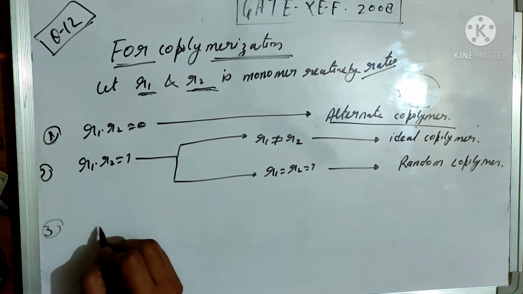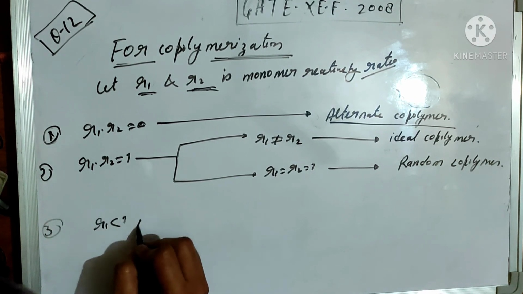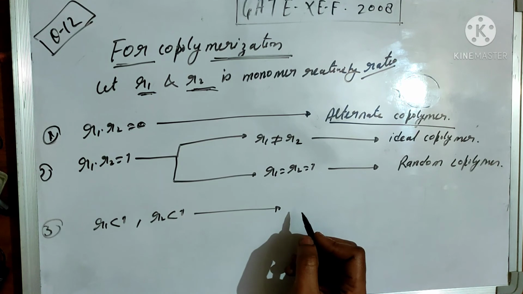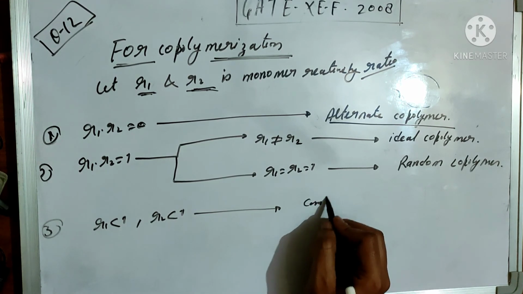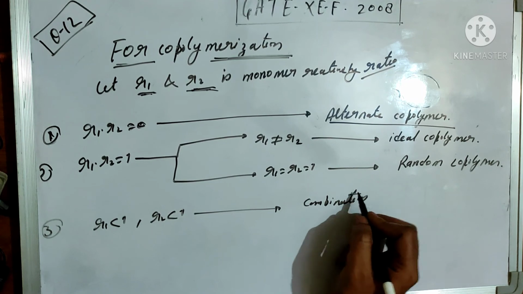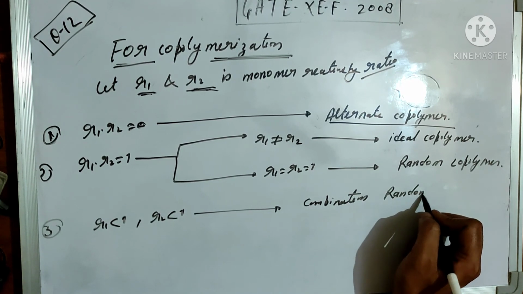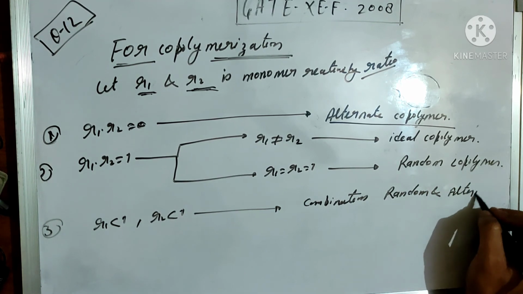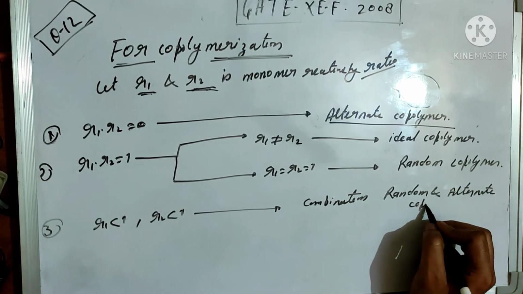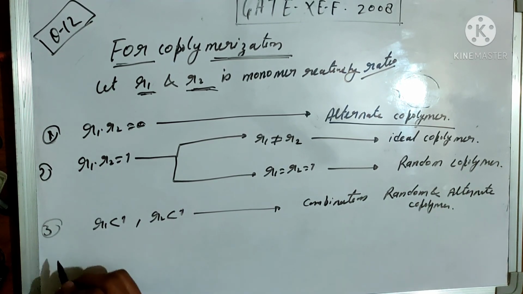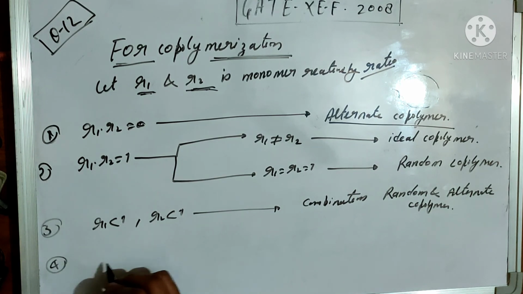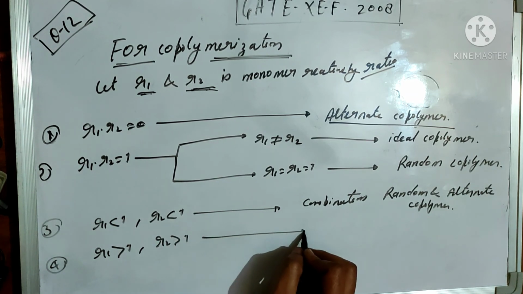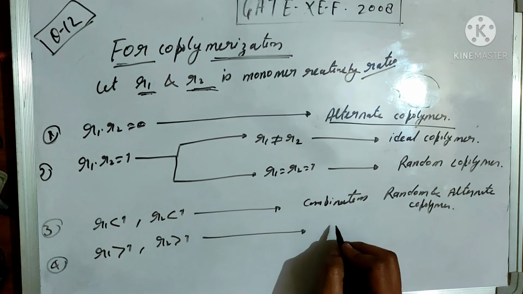Condition number 3. When r1 is less than 1 and r2 is also less than 1, in that case the polymer formed by the copolymerization technique is a combination of random and alternating copolymer. Four. When r1 is greater than 1 and r2 is also greater than 1, in that case the polymer formed by the copolymerization technique is a block copolymer.